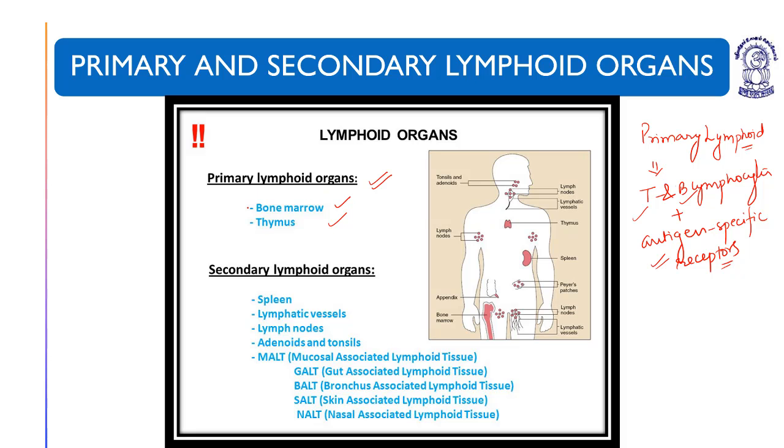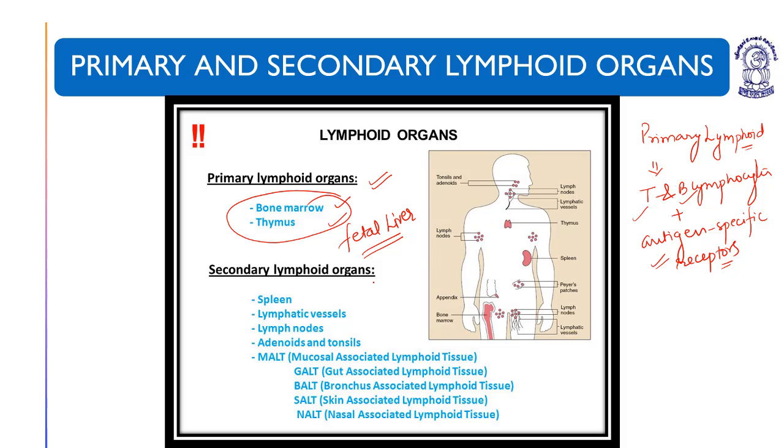The primary lymphoid organs are bone marrow, thymus, and fetal liver. Fetal liver is also a primary lymphoid organ. Bone marrow helps in the maturation of B lymphocytes and T lymphocytes; the final maturation of T lymphocytes happens in the thymus. So bone marrow and thymus both help in the maturation of T and B lymphocytes. We can say the primary lymphoid organs help to produce immature lymphocytes, and these are further matured in these primary lymphoid organs.